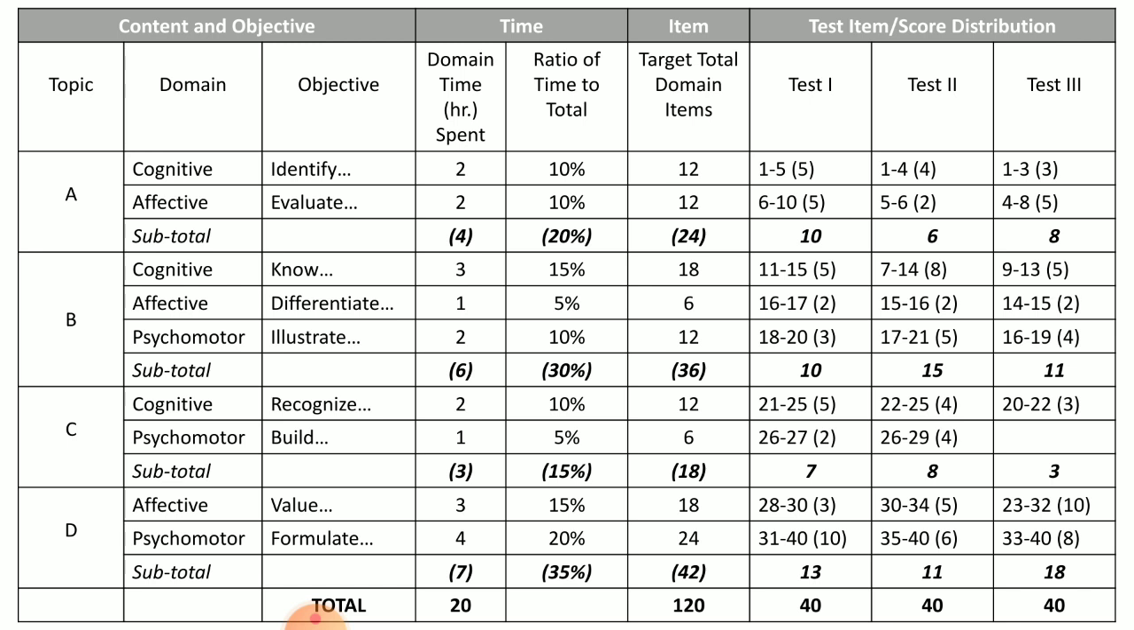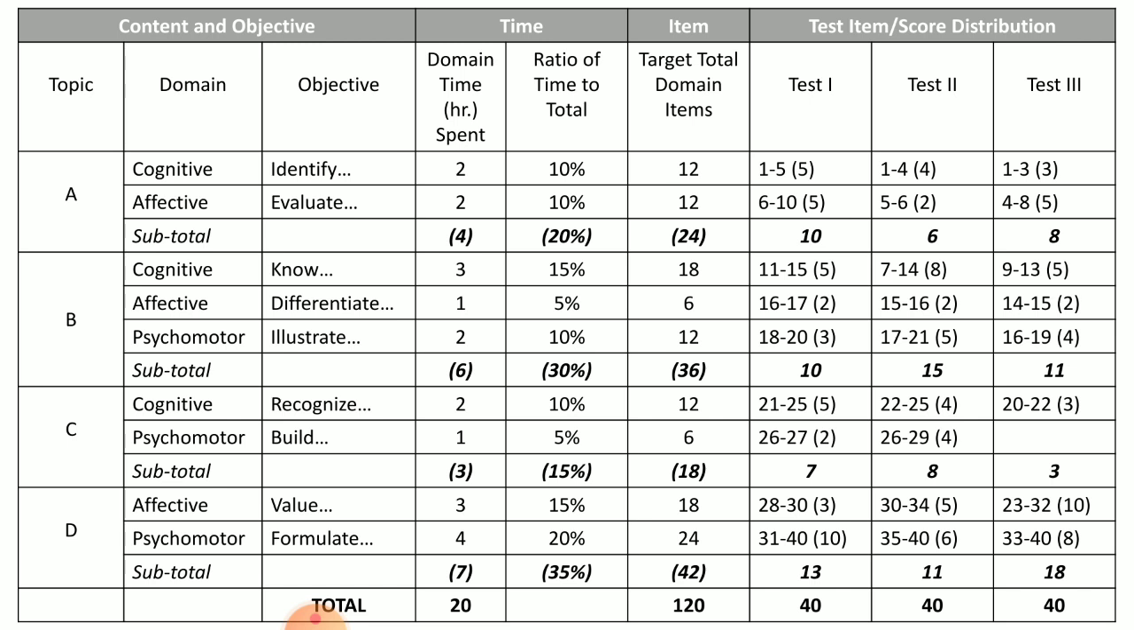Then under topic B, cognitive, so that is 15%. So you need to get the 15% of 120, that is 18. So you need to have 18 items under topic B, cognitive, and so on and so forth. And lastly, we have the test item or score distribution. For example, you are planning to have three types of exam or three types of tests. We have test 1, test 2, and test 3.